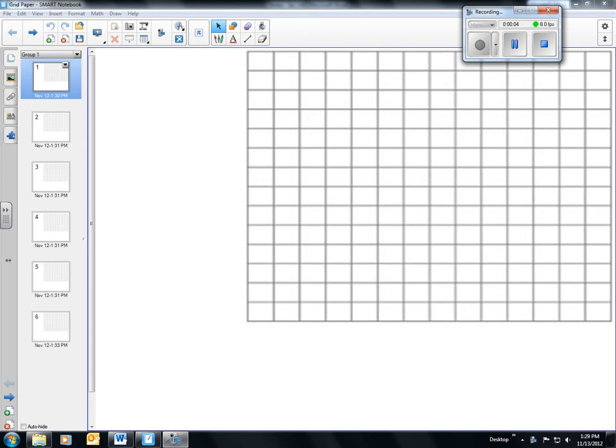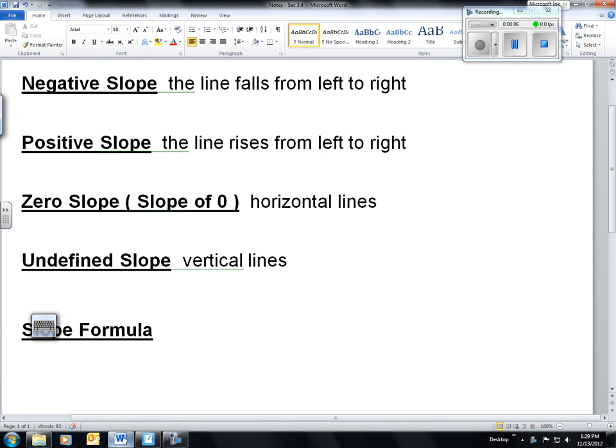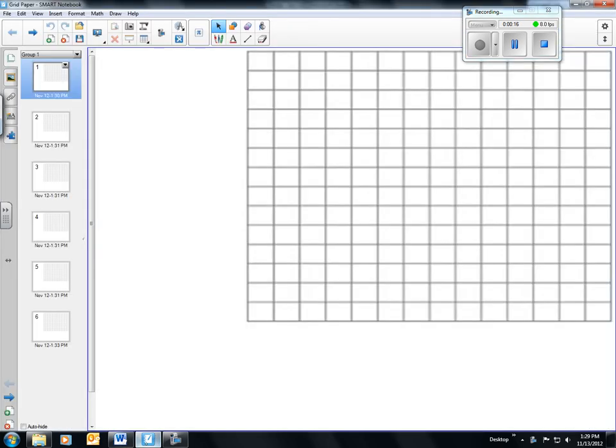Today we're going to be talking about graphing lines with slopes, different kinds. So let's talk about the different kinds of slopes we can have. Negative slope is a line that falls from the left to the right. So in the picture here, a negative slope would be going downward from left to right. So this would be a negative slope.